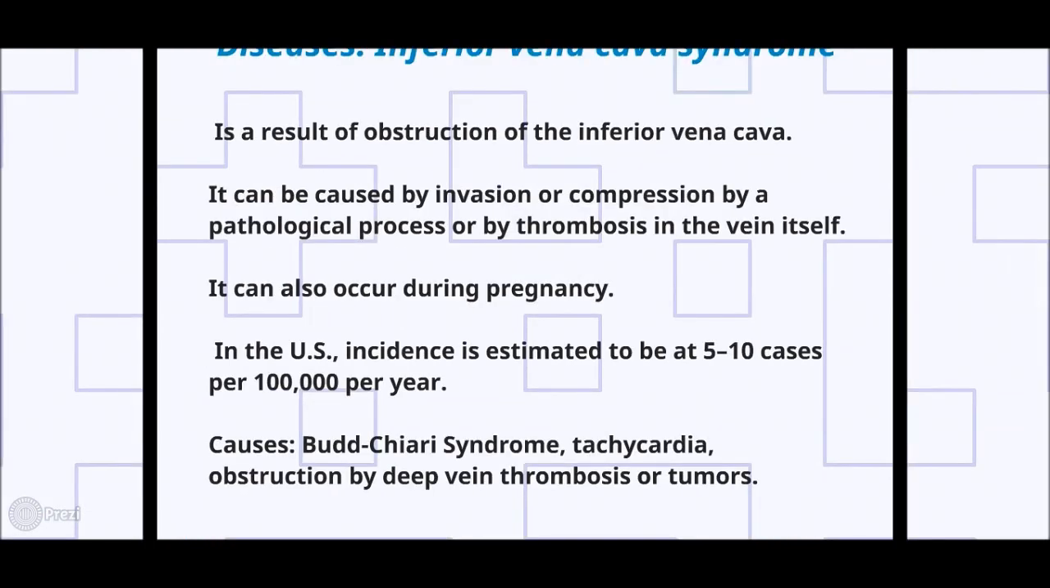And finally, we have the diseases, and the most common is the inferior vena cava syndrome. It's a result of obstruction of the IVC, and it can be caused by the invasion or compression by a pathological process, commonly by thrombosis. It can also occur during pregnancy, and the incidence estimated in the US could be 5 or 10 cases per 100,000 per year. It causes tachycardia and obstruction by deep vein thrombosis or tumors.